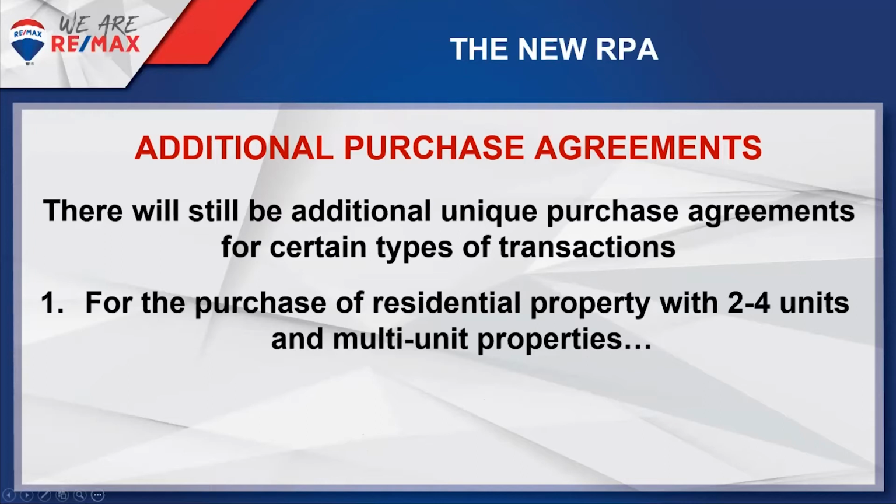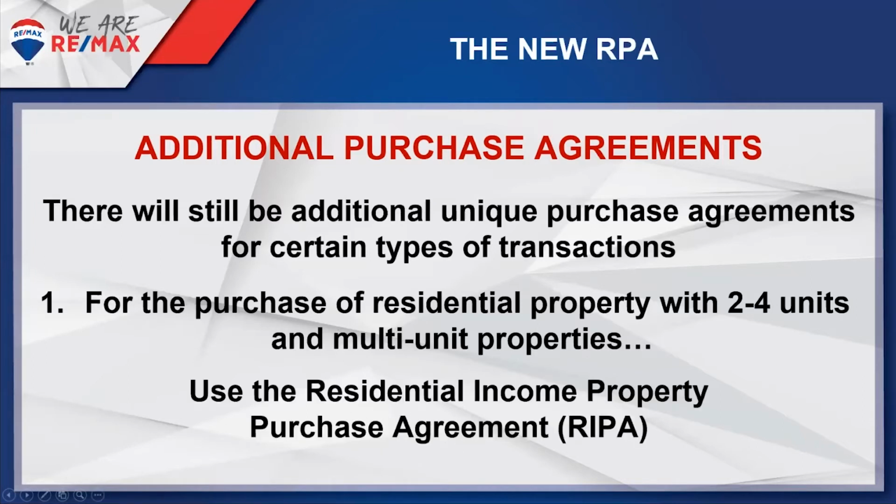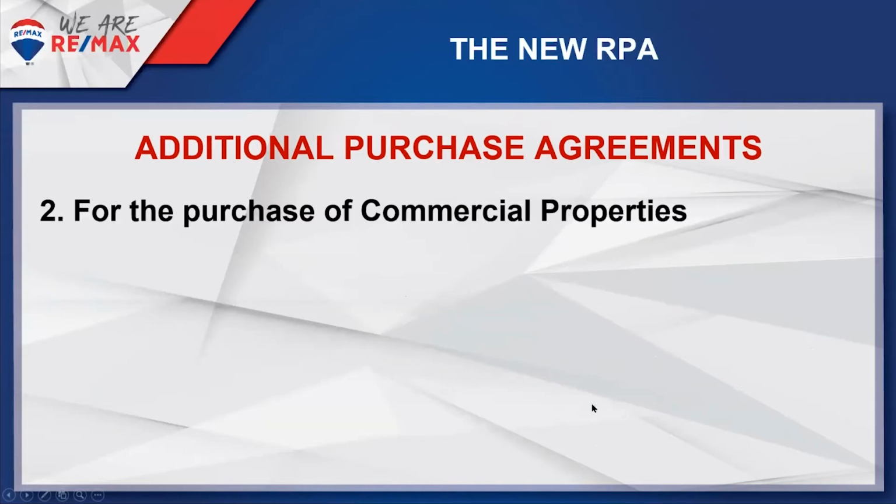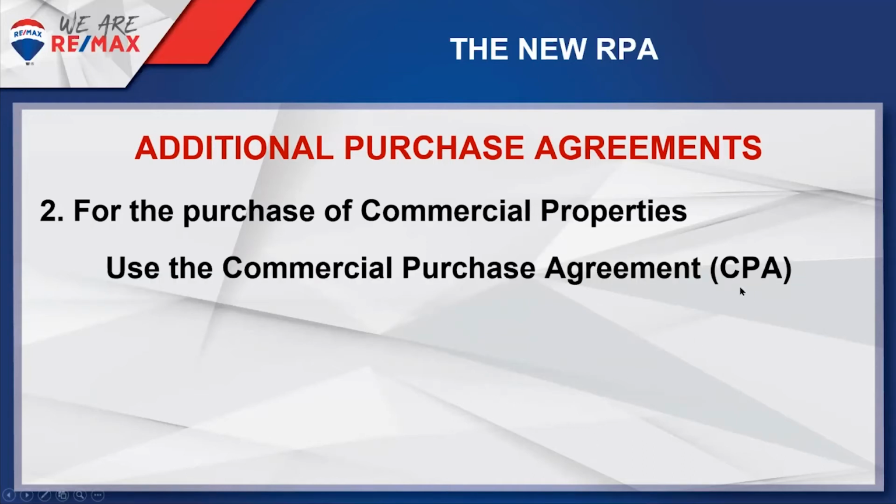So if you're purchasing a residential property of 2 to 4 units, then I recommend you use the RIPA, the Residential Income Property Purchase Agreement. That is designed for multi-units, including duplexes. So that's the form of choice for that. If you're selling a commercial property, then you would use the Commercial Purchase Agreement, CPA.